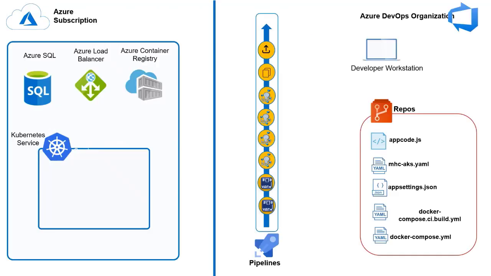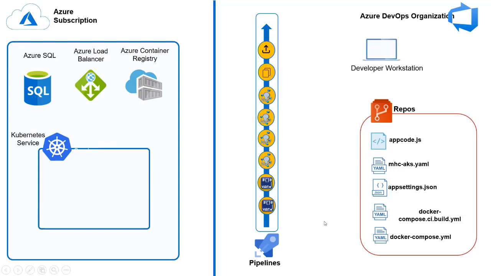So here's an example of orchestrating the build of a container image using Azure Pipelines. On the right-hand side, we have our Azure DevOps organization that we've created, and on the left-hand side, we have our Azure subscription where we have certain resources in this environment. So we have our repos, which is using Git, and then we have our different code files, Kubernetes manifest files, and then different files to use to build our container image.